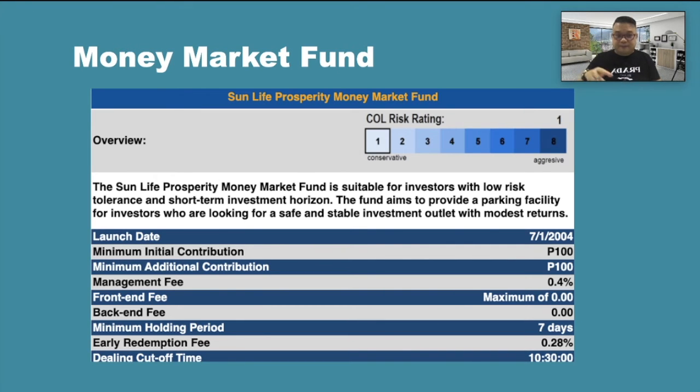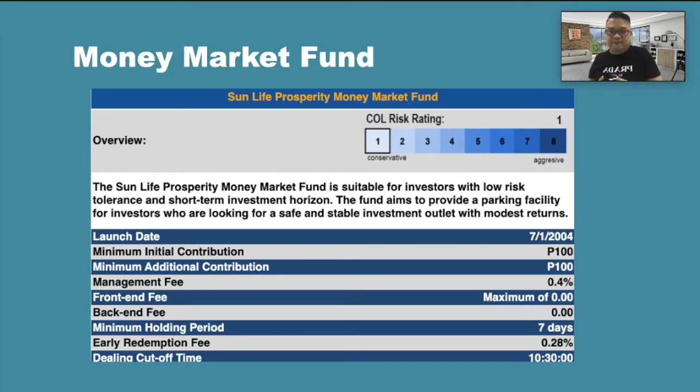Good thing too is that its management fee is only 0.4% and it has no front end and back end fees. Ano ba yung front end? Pag pumapasok ka sa investment, meron na kaagad bayad. Pag naglabas ka na sa investment, may bayad. Dito sa Sun Life Prosperity Money Market Fund, walang front end saka back end fee, no? And the holding period is only 7 days. Now, kung kinuha mo bago mag 7 days, magbabayad ka syempre ng early redemption fee. At ang kanilang fee ay 0.28% lang, so mababa na 'yon.